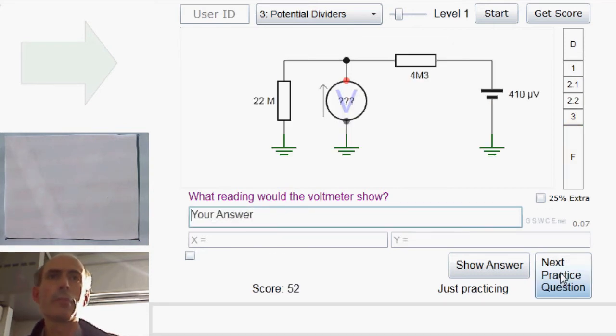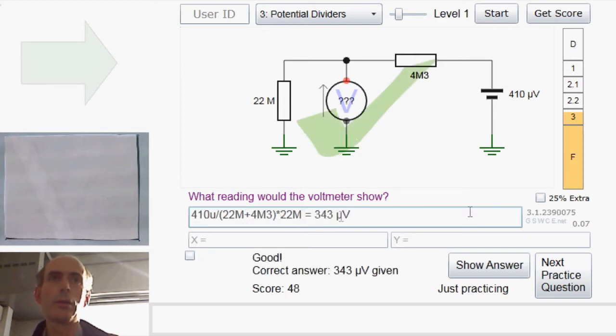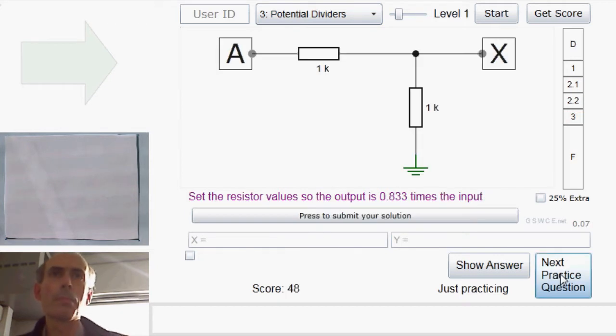Good so far. What reading would this voltmeter show? Same idea. 410 microvolts this time, divided by a total of 22 meg plus 4 meg 3, multiplied by 22 meg. So this is the current flowing through this resistor. This is the value of this resistor. Ohm's law says the voltage across them is the product of the current times the resistance. So that should be the answer. Great. Just do one more.